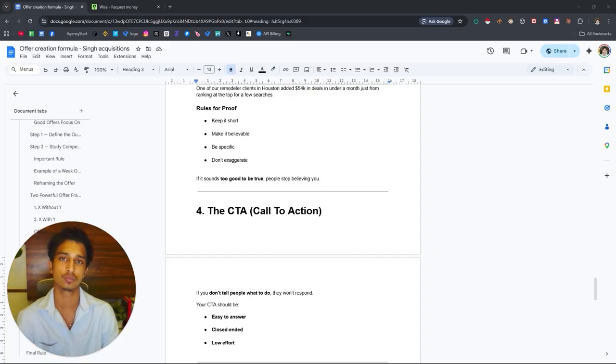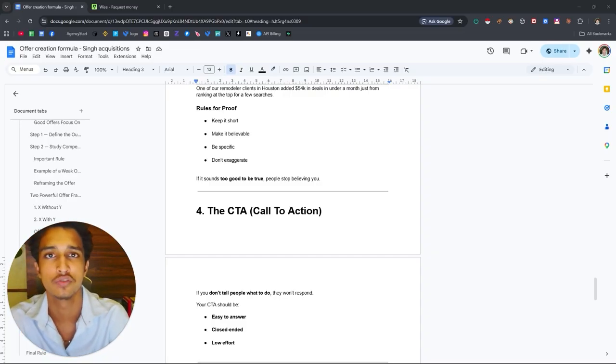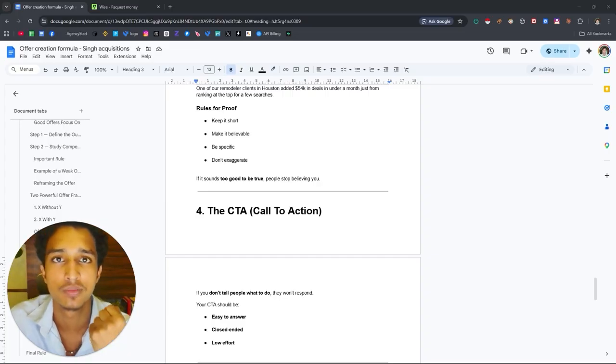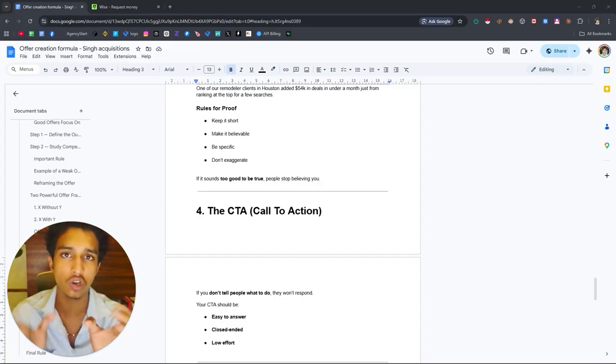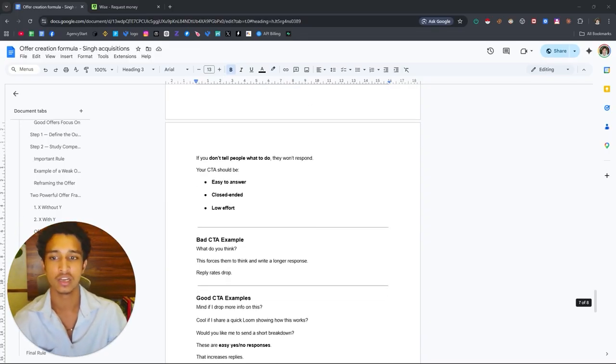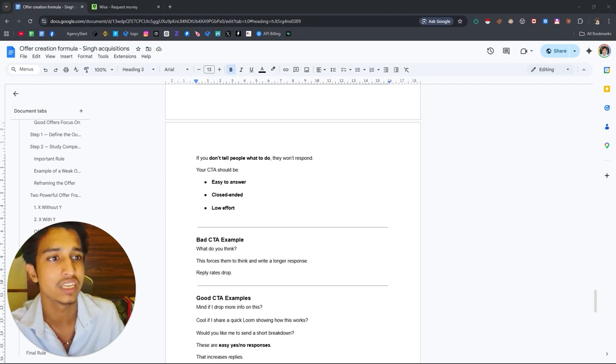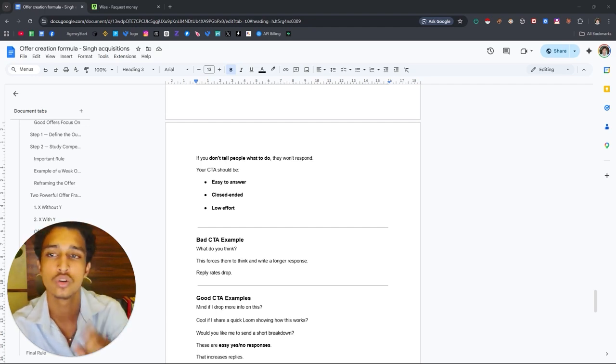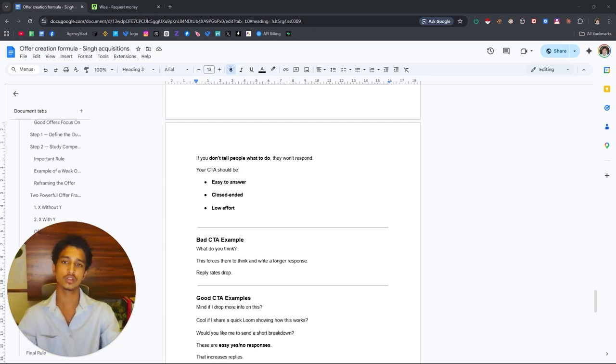So you always have to make sure that the first door to come in is very easy for them to get through. So it can just be like drop a yes if you want more info, or do you want more info on this, yes or no. As long as it's very small, and as long as it's close-ended, it's low effort, people are going to respond to it, right? As long as you make it easy for them to respond to it, they're going to respond to it. Always make sure that you're doing these things, because if you add a lot of friction, and if you make them put too much effort into replying to you, they're not going to reply to you, right?